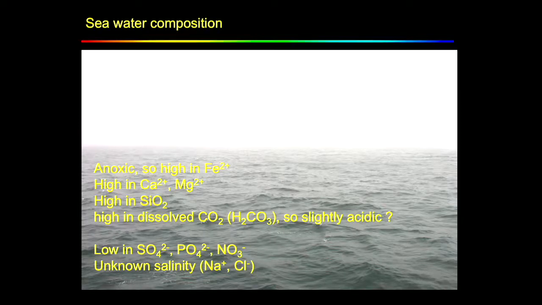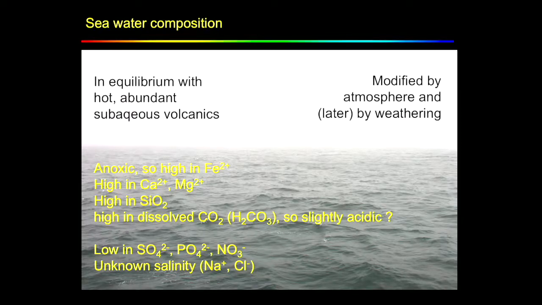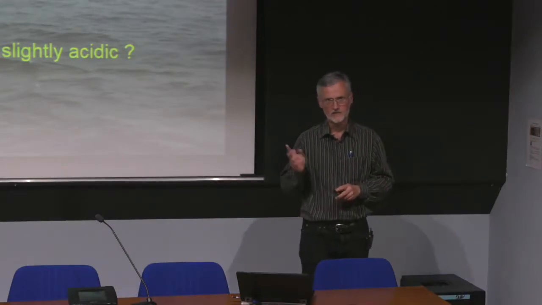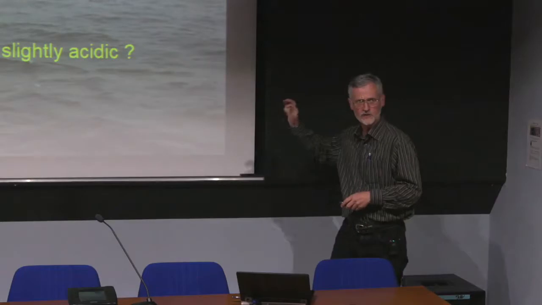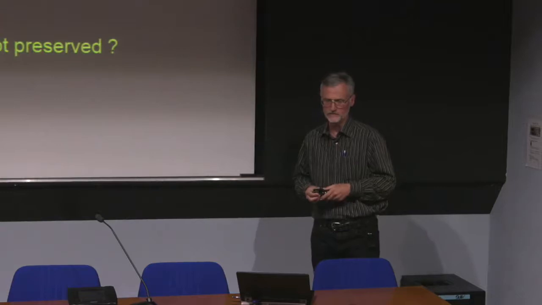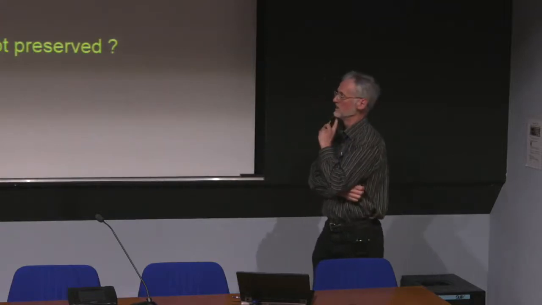Okay, so you also have to consider that the Archean ocean was in very strong and tight equilibrium with its underlying hot, usually basaltic geosphere, with abundant mid-oceanic spreading ridges and black smokers, and the interaction was really, really close, right? And only later became the composition of the oceans modified by the atmosphere and by the weathering, right? So we really don't know about the salinity.